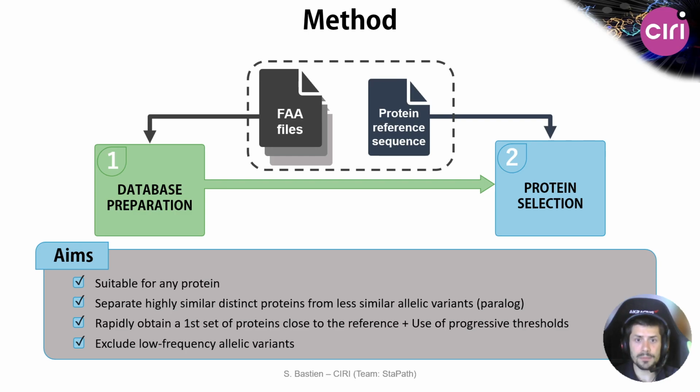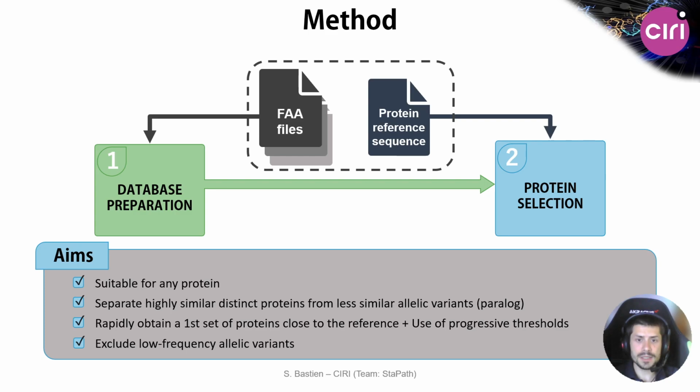The second step aims to select all allelic variants of any protein of interest. One of the major challenges is how to select the correct set of allelic variants compared to distinct but highly similar proteins. To address this problem, we decided to use a funnel-like approach with increasingly stringent filters.